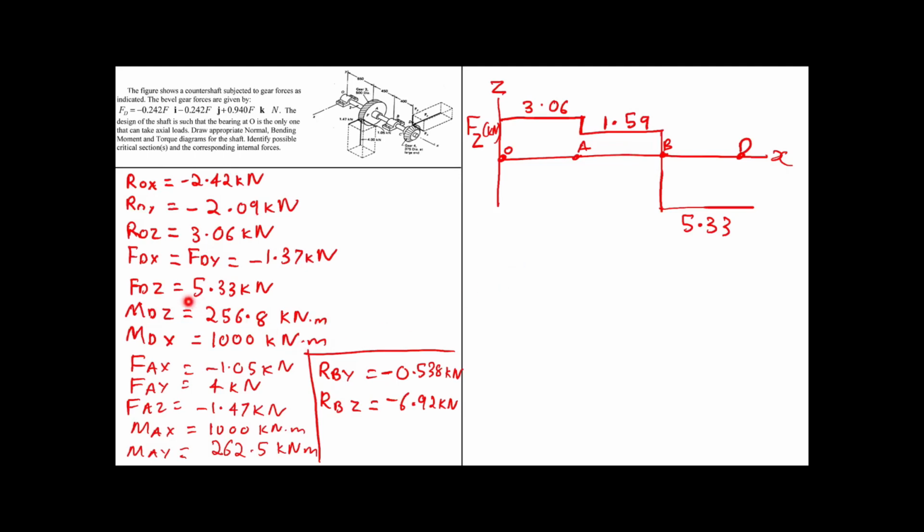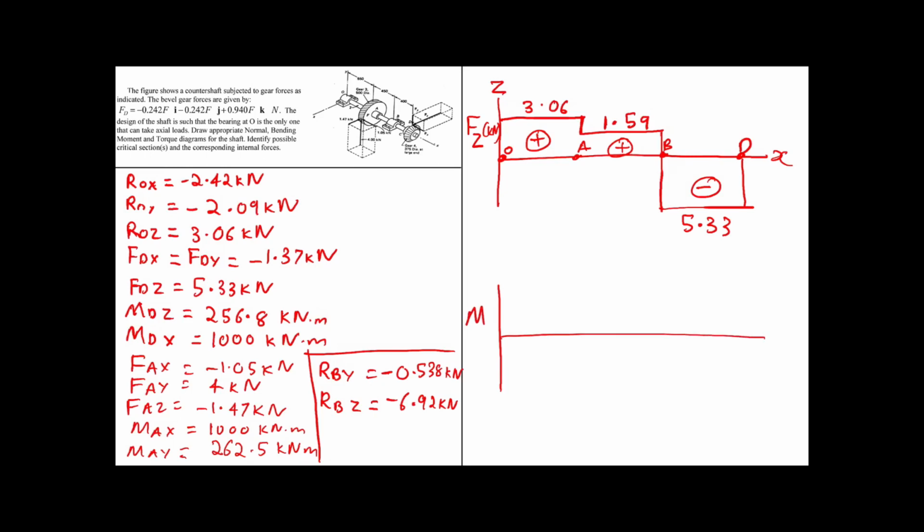And as you can see, FDZ is 5.33 kilonewton positive. So it has to go back up. So this was going to have a positive slope, and negative slope in the moment diagram. So now let's draw the moment diagram.